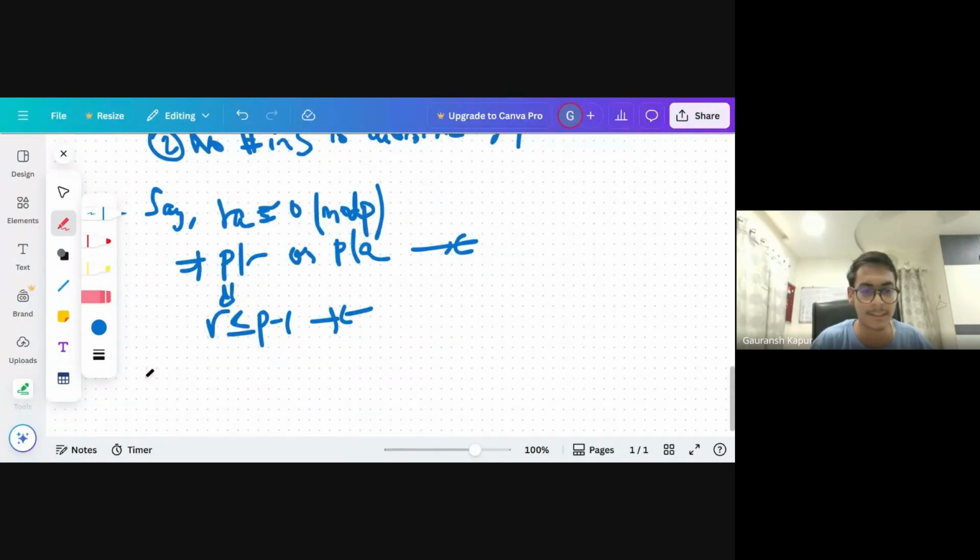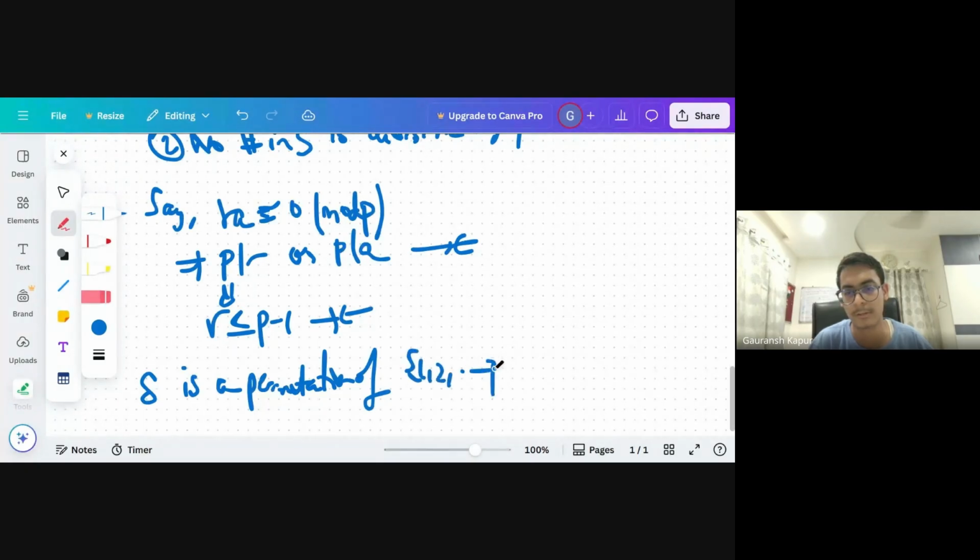So this means that S is a permutation of 1 to P minus 1 modulo P. I hope this is clear. If not, then you can ask me. Okay, good.